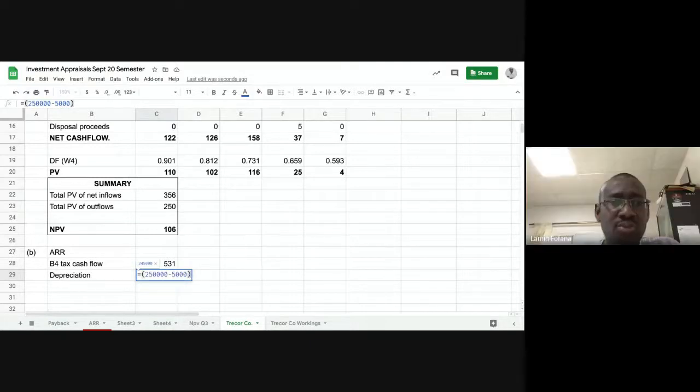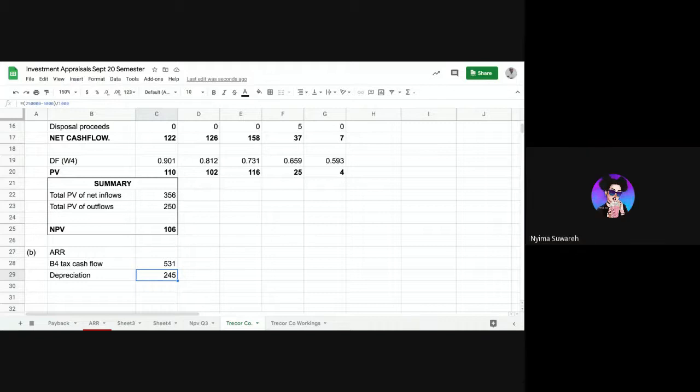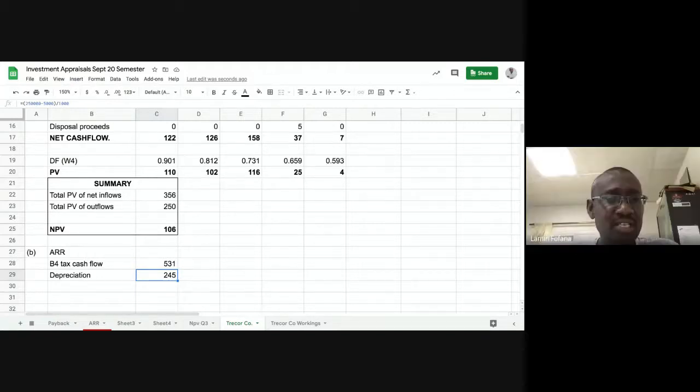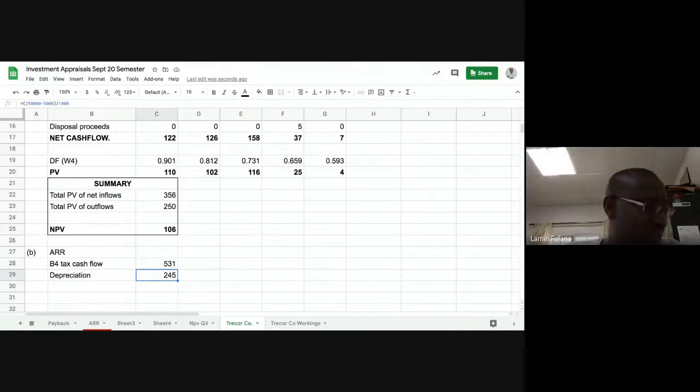Okay, but we need to put all this divided by 1,000 because we want to express it in thousands. So our total depreciation is 245,000. Is that clear, everybody? So you don't divide it by the number of years. Yes, we'll do that at the end. We'll find the average.